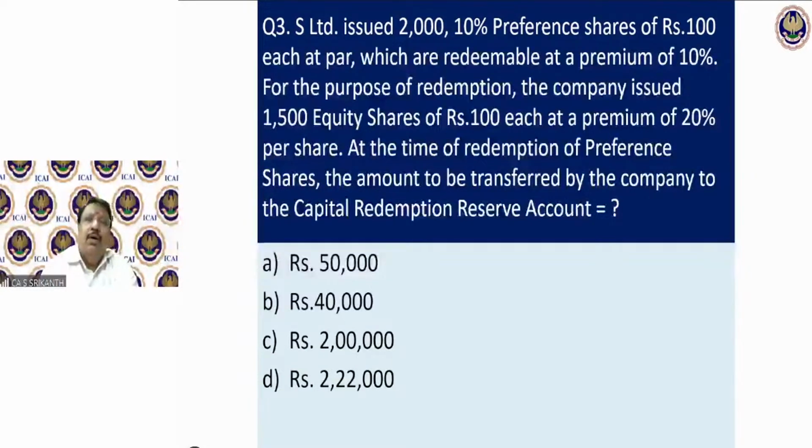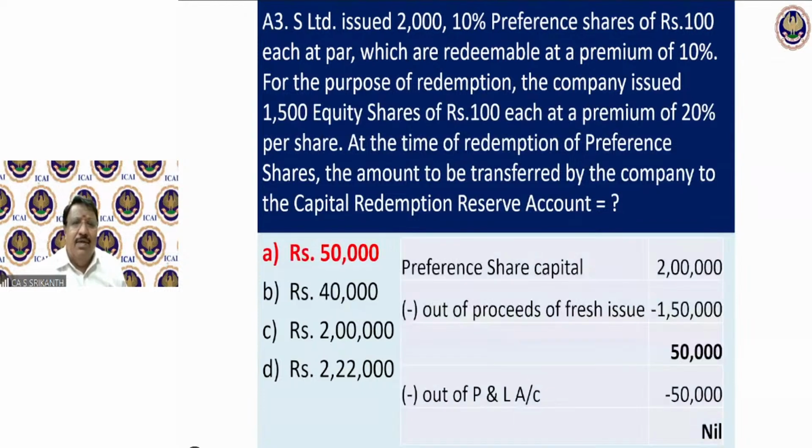So what is the amount to be transferred to Capital Redemption Reserve? The amount which is redeemed out of profit, the nominal value. How do I find that out? How much is covered by the equity share issue, we see; the balance is out of profit. Totally I have to redeem 2,000 into 100, 2 lakhs. The 10 rupees premium, don't consider. That is the cost you are incurring; if at all, you can adjust it from the securities premium. But only the nominal value you have to take.